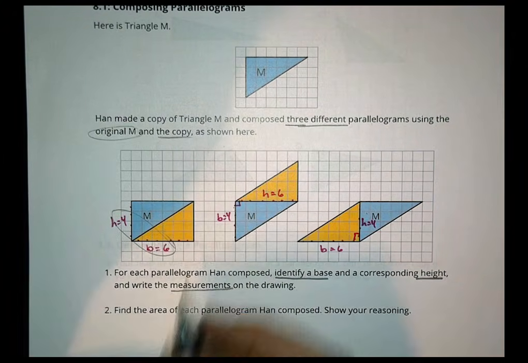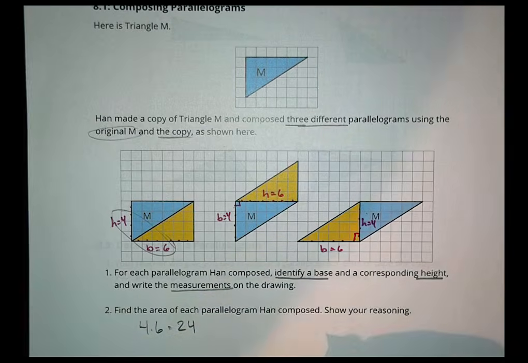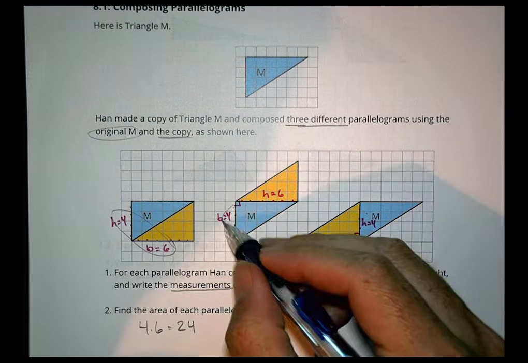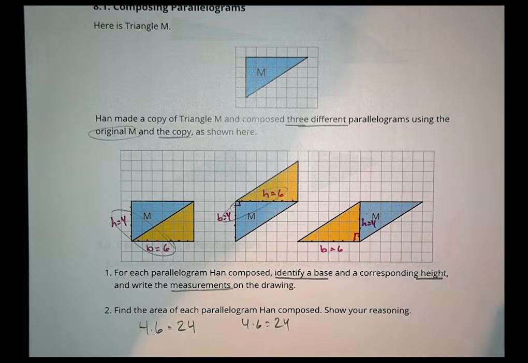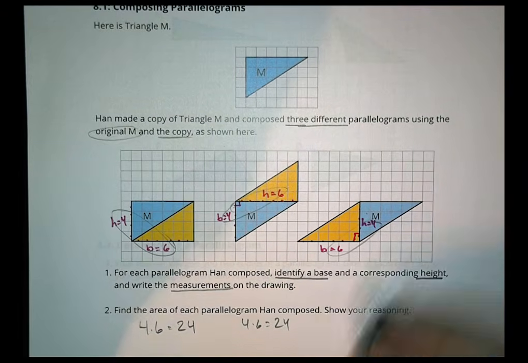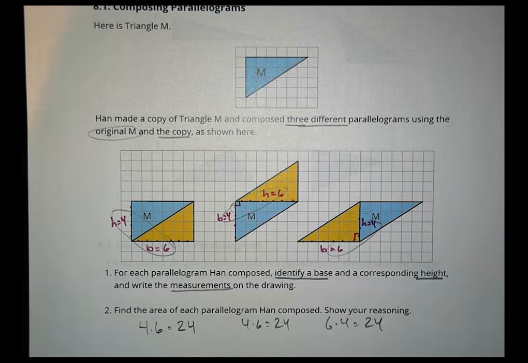So for our first one, we would say 4 times 6 is 24. For the second one, we would say 4 times 6 is 24. And for the third one, we'd say 6 times 4 is 24. So the area for all 3 is exactly the same, which is 24 units squared. Okay, no problem there. That's just how that's going to work.